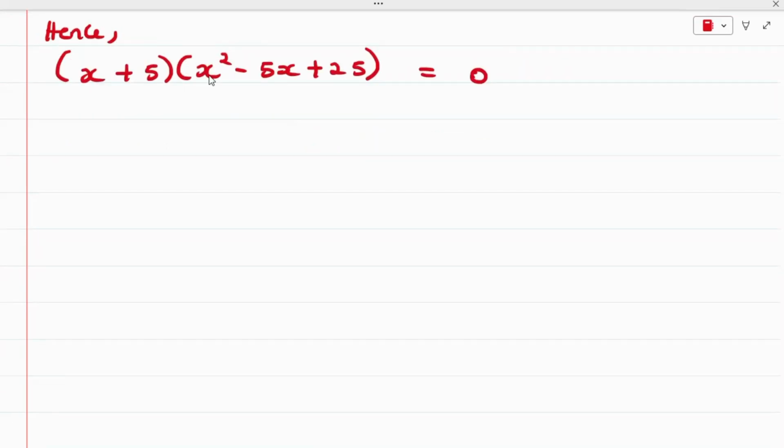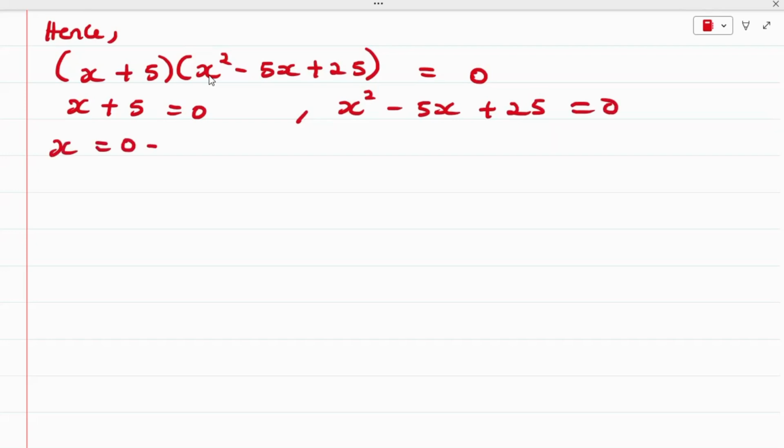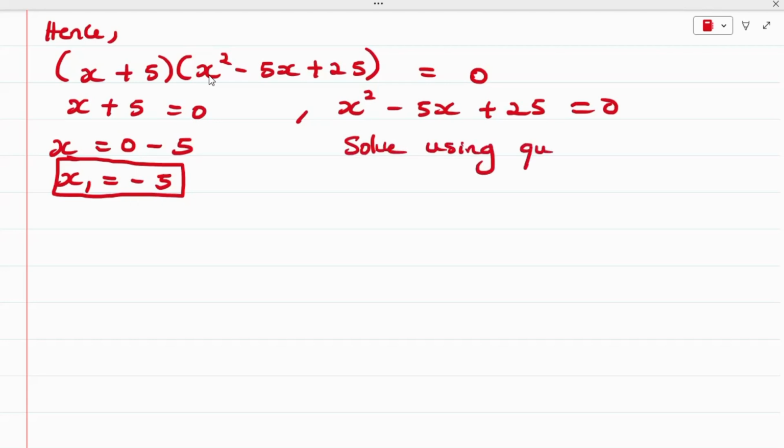So we have that x plus 5 is equal to 0 and x squared minus 5x plus 25 is equal to 0. So from here we have that x is equal to 0 minus 5, and x is equal to minus 5. I'm going to call this x1, and we have been able to solve for the first value of x. For the second equation, we want to solve using the quadratic formula.